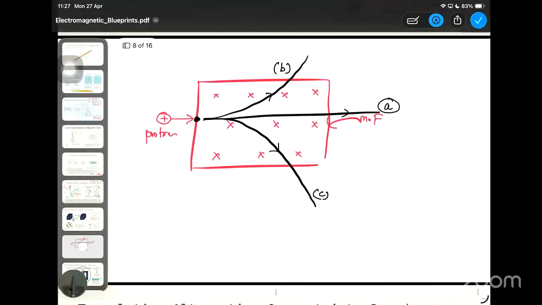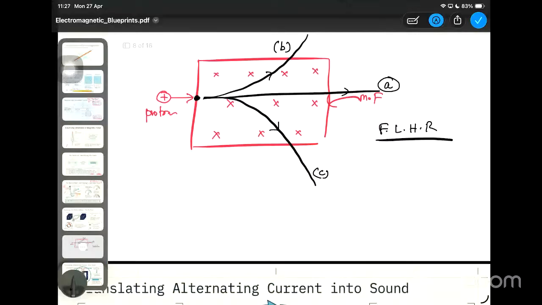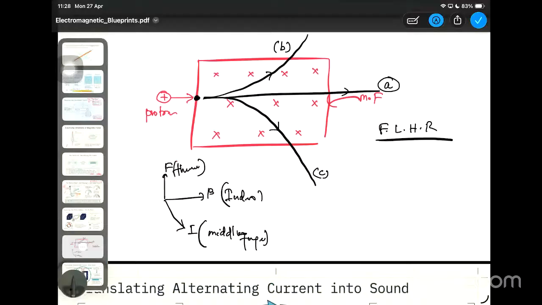In order to get this movement pattern, we need to use Fleming's left hand rule, right? Fleming's left hand rule is that in this direction you get the force, in this direction you get the magnetic field, and in this direction you get the current, right? Which means the middle finger will be displaying the current, the index finger will be playing the role of the magnetic field direction, and the thumb will be giving you the direction of the force.